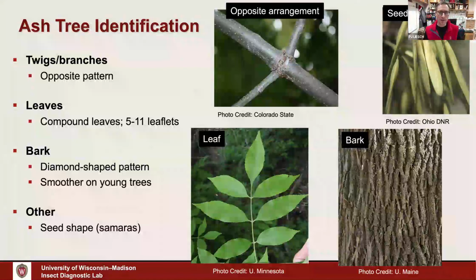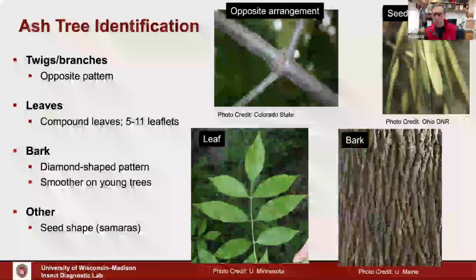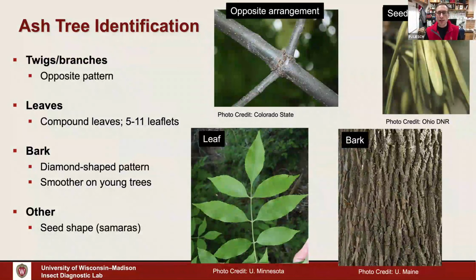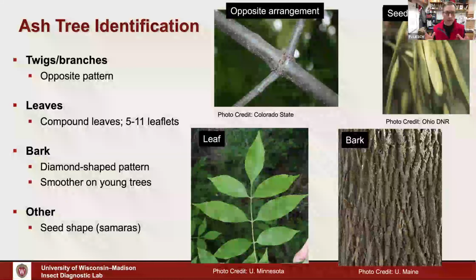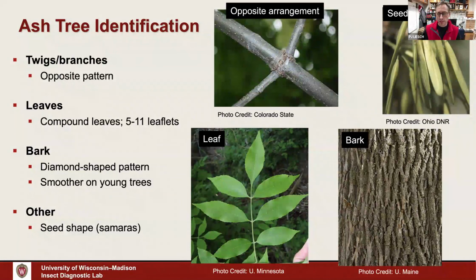So how do you identify an ash tree? Well, the first thing I look at, you can do this during the winter months or during the summer months, the branching pattern, the pattern that the twigs and branches split off from the main trunk or from smaller branches or twigs. Turns out ash trees have an opposite branching pattern. Most of our common trees, like oaks and elms, have an alternate pattern.